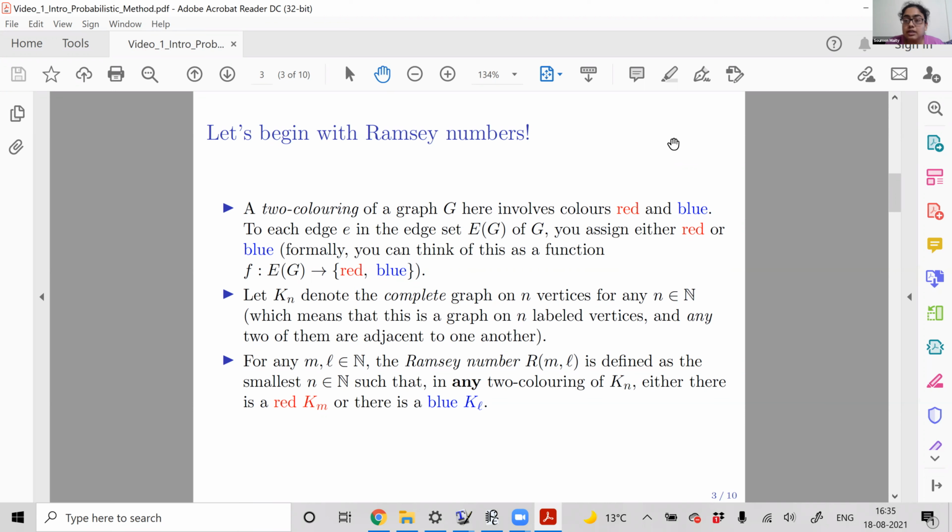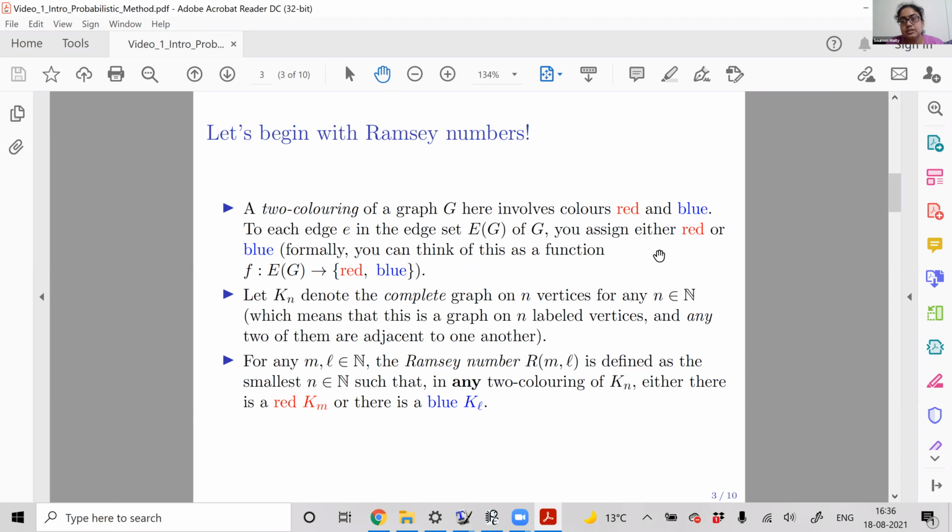And I'm going to consider two-colorings of the graph. What is a two-coloring of a graph? Keep in mind that when you talk about coloring of a graph, it could mean coloring of its vertices or coloring of its edges. In this particular situation, we are talking about edge coloring. Because it's a two-coloring, there are two colors involved, and I'm going to take them as red and blue. To each edge e of E(G), I am going to assign either the color red or the color blue.